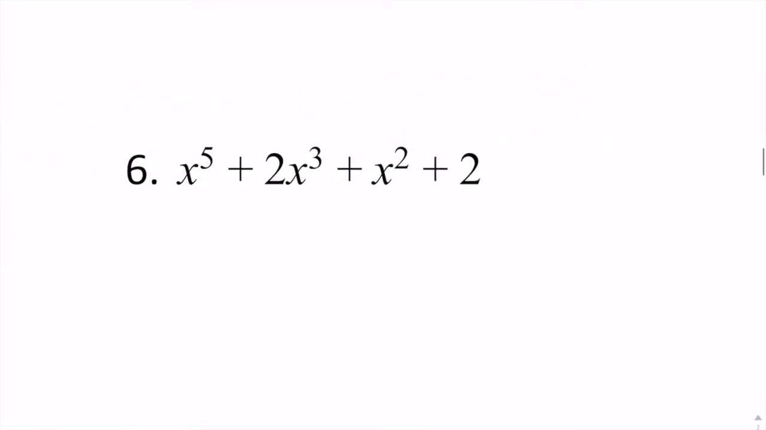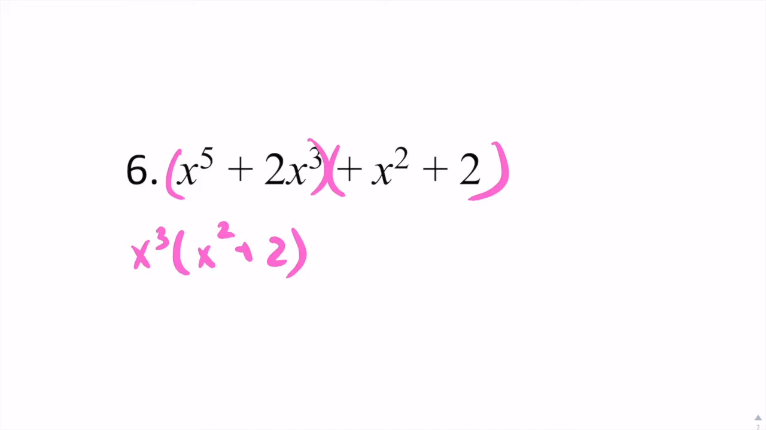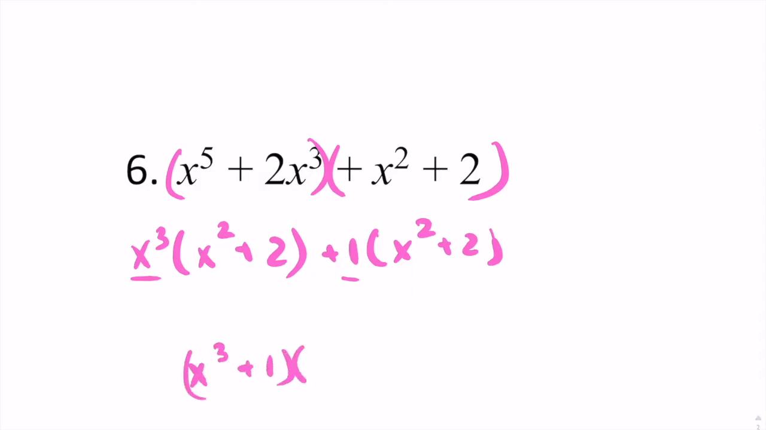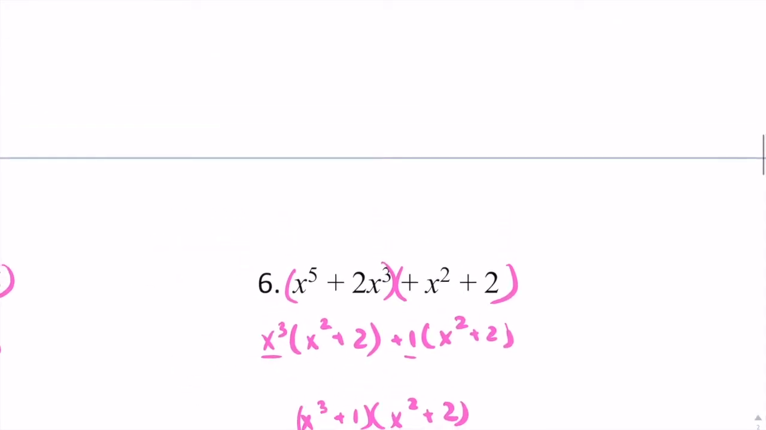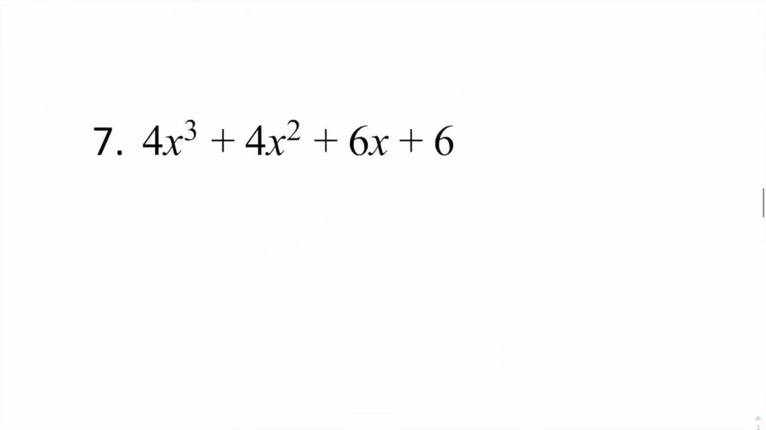Okay, number 6. If I were to group them like this, I could take out an x cubed, and left with x squared plus 2. X squared plus 2, there's nothing that I can take out. Remember, take out a 1, plus 1, you get x squared plus 2. So that means you get x cubed plus 1 and x squared plus 2. Okay. All right, 3 more problems to go.